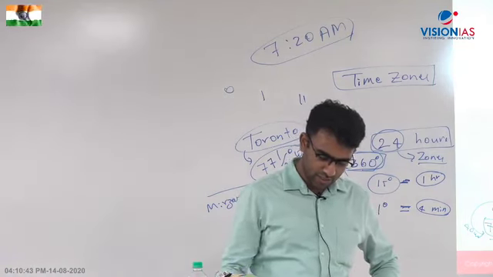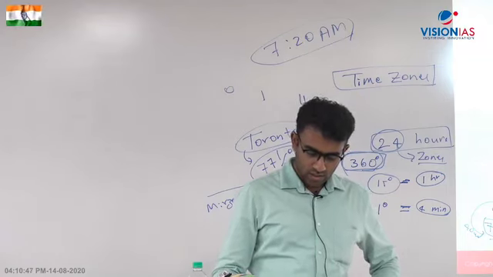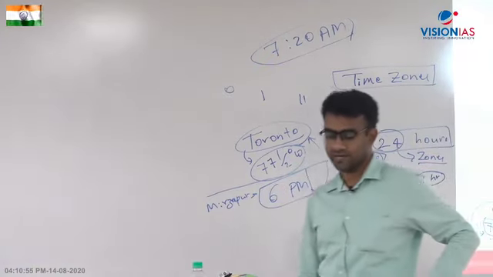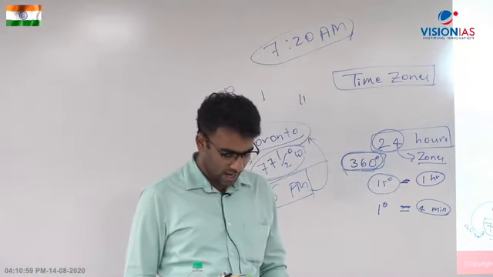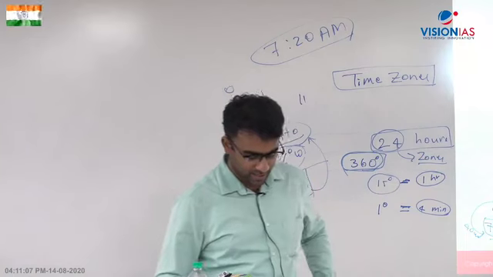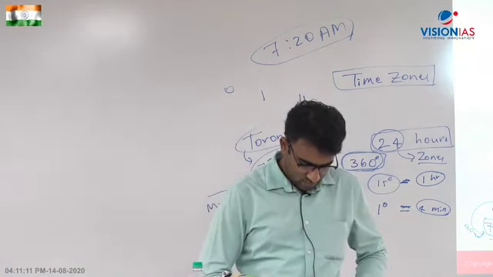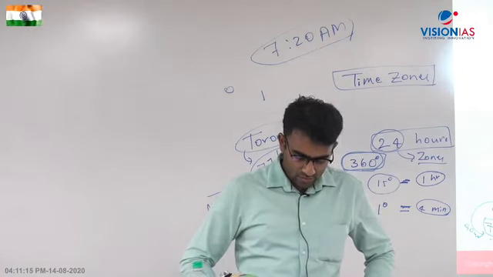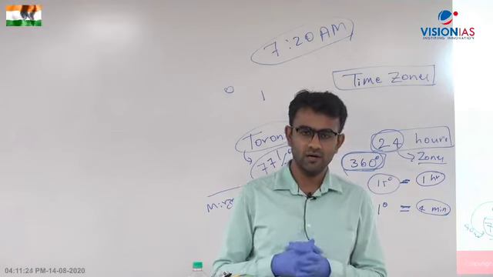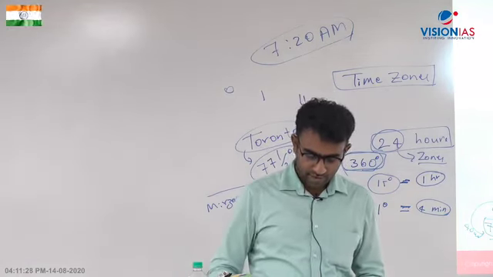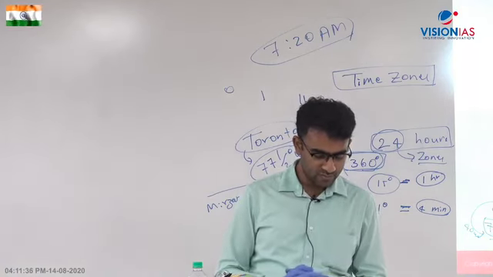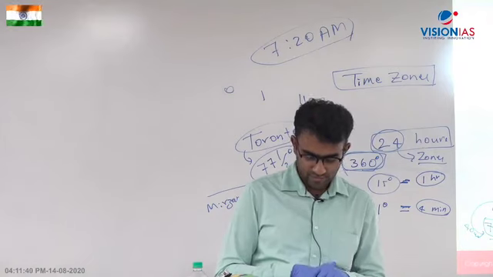India uses the 82.5 degree east meridian as a standard reference for its time zone, which is equivalent to 5.5 hours from the Greenwich meridian, or GMT, that is Greenwich mean time.